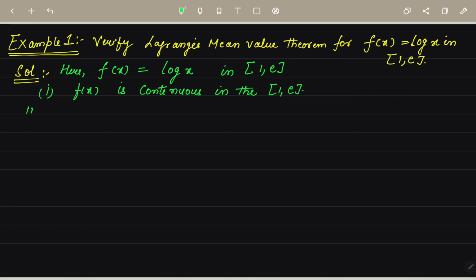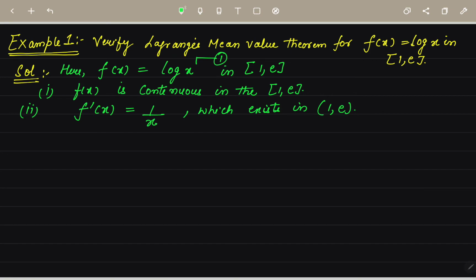Next I have to find the differentiability. Name it as equation number first. Differentiating equation first with respect to x, I am left with f dash x is equal to the derivative of log x, which is basically 1 by x. This also exists in the open interval 1 and e. So from here two conditions are satisfied.